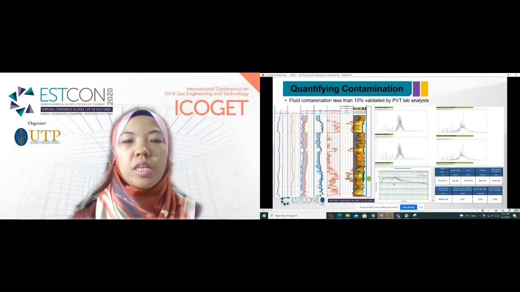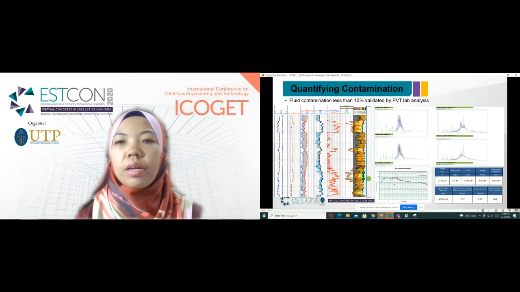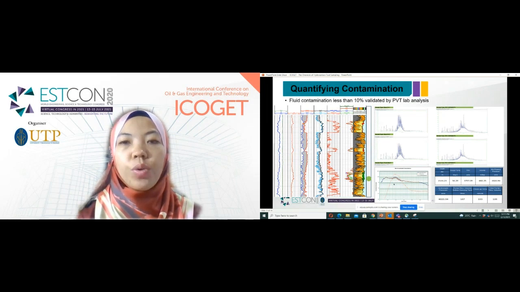We can also further determine the amount of reservoir fluid contamination in the lab. So the figures in the middle show the mud sample hydrocarbon composition, whereas the figures on the right show the hydrocarbon composition for the crude oil. Taking a direct subtraction for each of the components in the composition, we can derive and quantify the amount of filtrate contamination, and in this case, it's less than 10%.